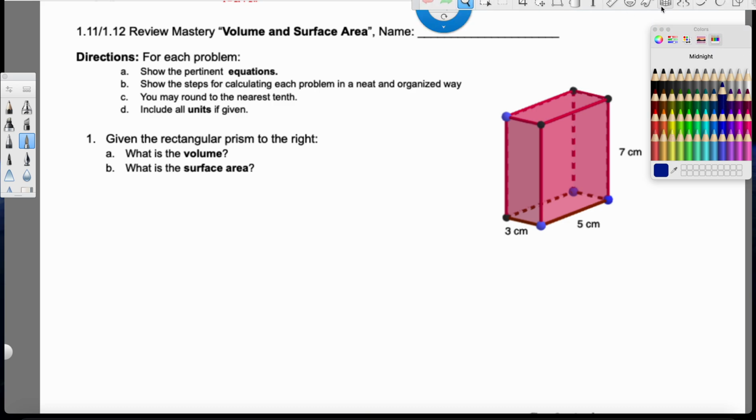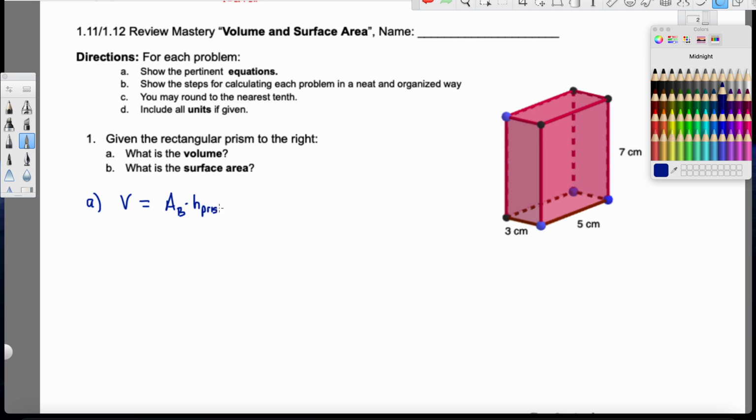So let's start off with number one here. Given the rectangular prism to the right, what is the volume, what is the surface area? So for volume, we know that V equals the area of the base. I'm going to call this area sub B. We could also call this the footprint, the area of the footprint, times the height of the prism.